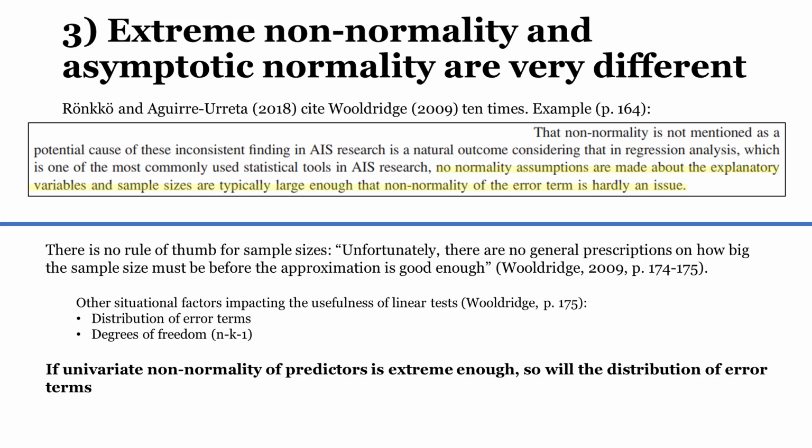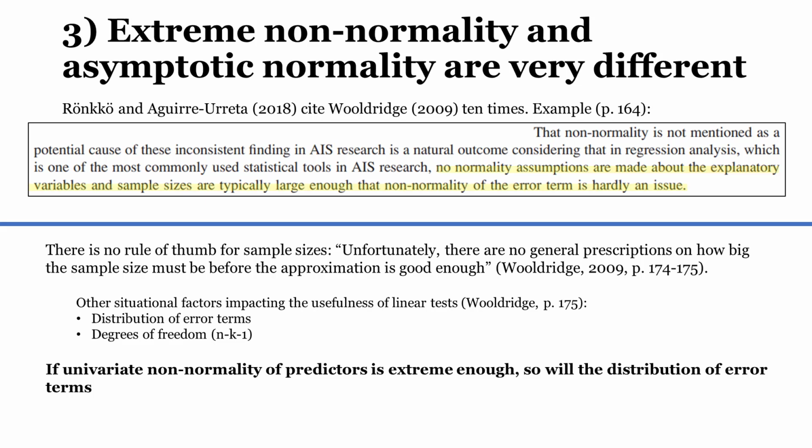Wooldridge spends a good deal of time explaining asymptotic normality and whether or not regression is robust to non-normality. However, Wooldridge does not definitively say that transformations are a bad thing. In fact, he says there is no rule of thumb for sample sizes, and there are two other situational factors that impact the usefulness of linear tests. These are the distribution of error terms and degrees of freedom of the test.